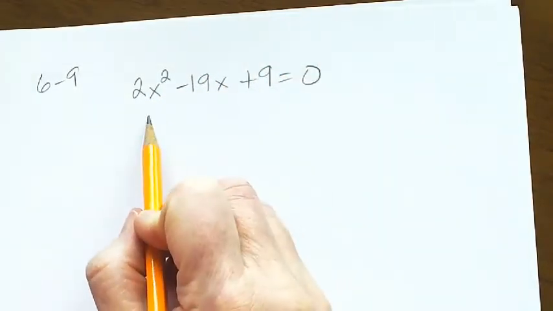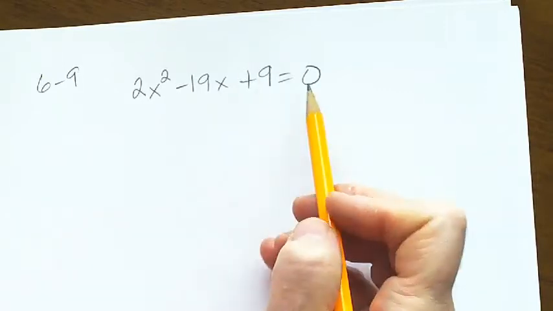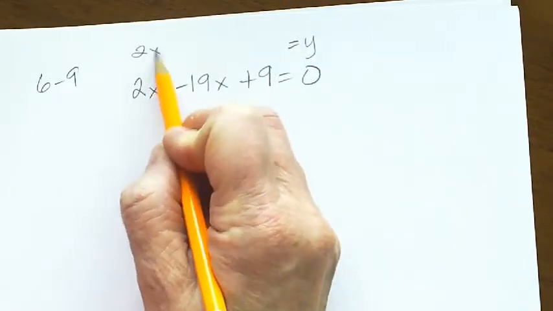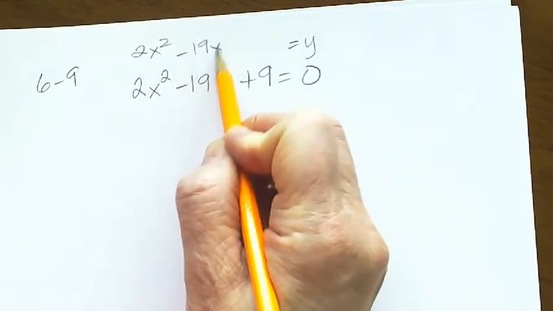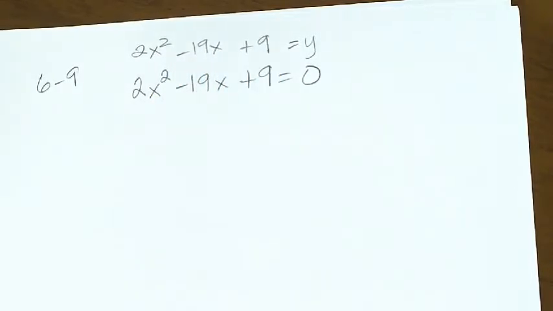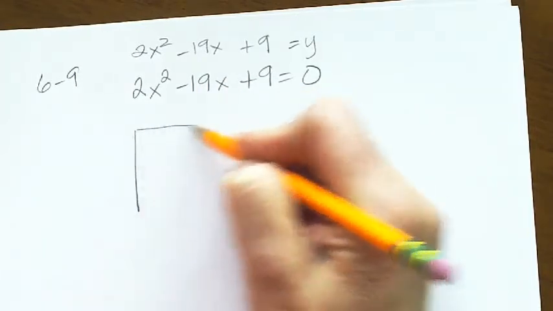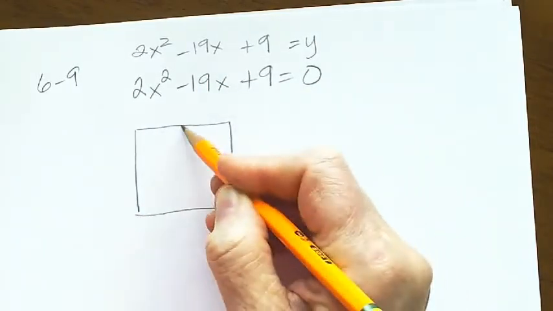So zero product property means I need to replace y with 0. That has already been done. The equation when I started was this, and they have already replaced y with 0. So now I'm going to try factoring it using an area model.